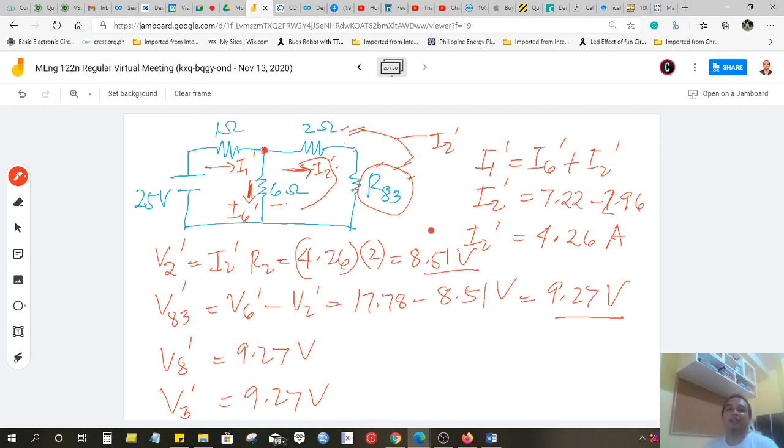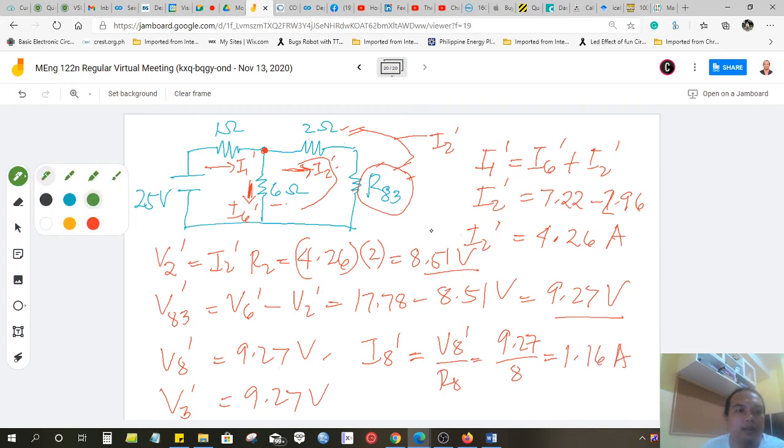Okay? Yes, sir. So, it is complete. We can get it because we have V8 prime. We can say that I8 prime is equal to V8 prime divided by R8. So, 9.23 divided by 8 ohm. I8 prime is 1.16 ampere. Let us take note of this, this is the answer.